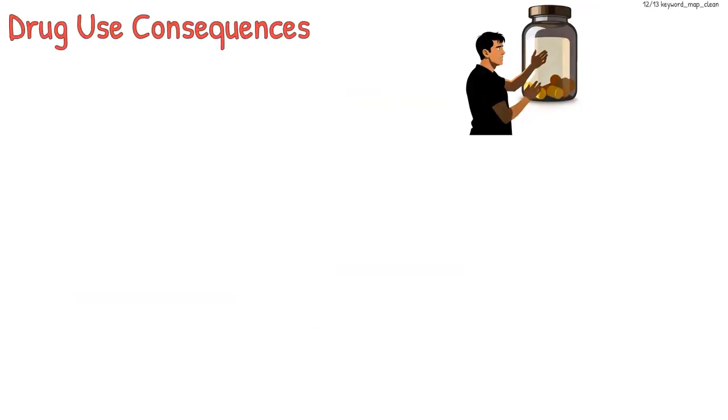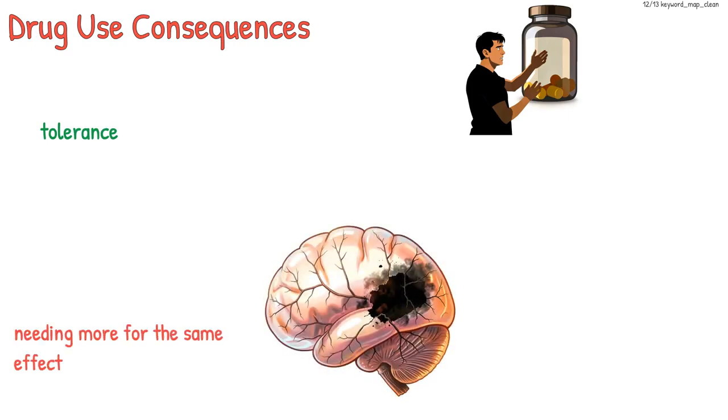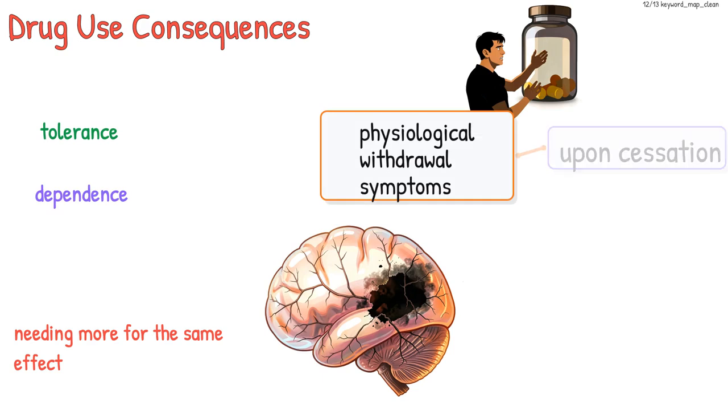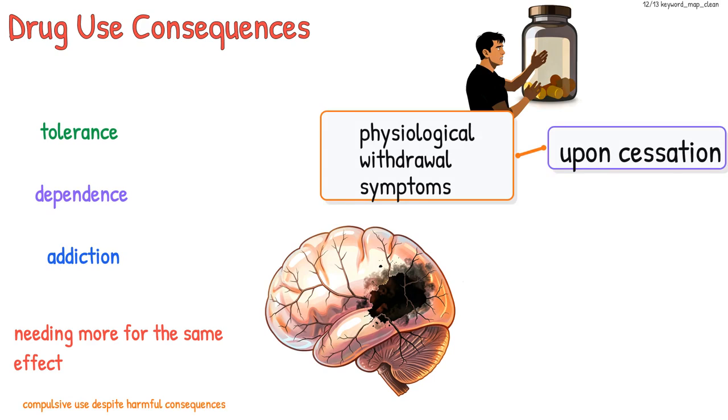Repeated psychoactive drug use can lead to tolerance, which means needing more for the same effect, dependence, with physiological withdrawal symptoms upon cessation, and addiction, which is compulsive use despite harmful consequences, significantly impacting brain structure and function.